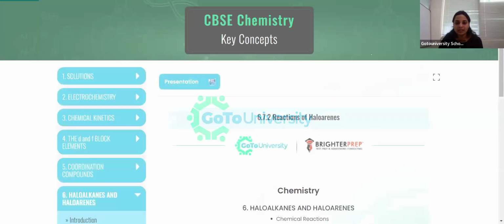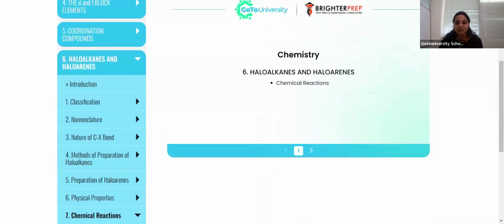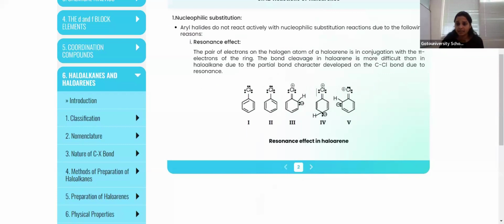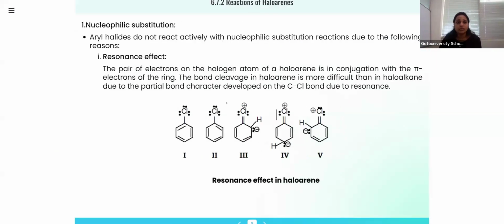Okay. Next one, the reactions of haloarenes. In the reactions of haloarenes, many reactions are there, but we are considering the important ones. First one, nucleophilic substitution. Nucleophilic substitution means the same thing that we discussed in the case of alkyl halide, but here the aromatic ring is there.